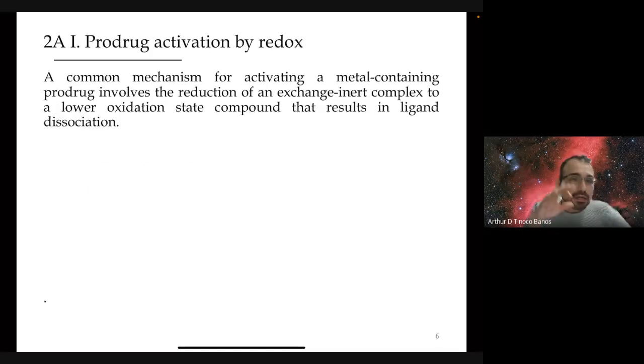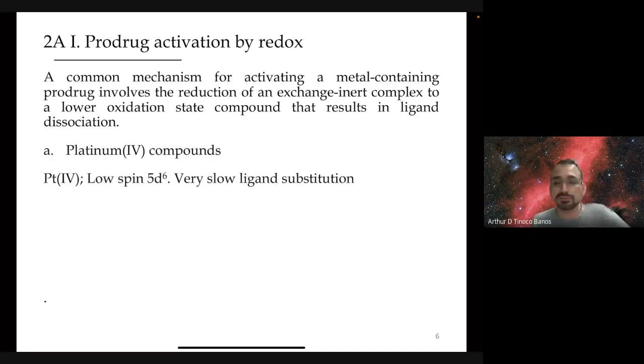So then thinking about the cellular environment, let's talk a bit about pro-drug activation. That's one of the properties that I mentioned in the initial slide. So pro-drug activation from the context of redox. A common mechanism for activating a metal-containing pro-drug involves a reduction of an exchange inert complex to a lower oxidation state compound that results in ligand dissociation. So here we're exploiting the property of a certain metal ion to alter that oxidation state and enable ligand dissociation. And again, that's going to help to facilitate the activation in this context.